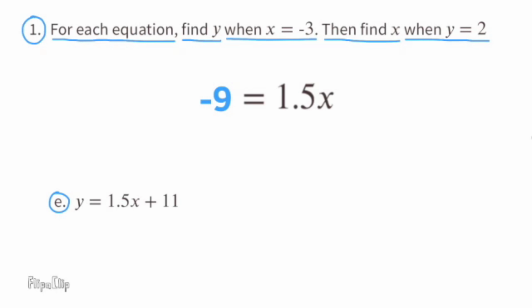To get the x by itself, I'll have to divide that term by 1.5. And I'll have to divide the other term by 1.5 as well. 1.5x divided by 1.5 equals 1x, or x. And negative 9 divided by 1.5 equals negative 6. x equals negative 6 when y equals 2.